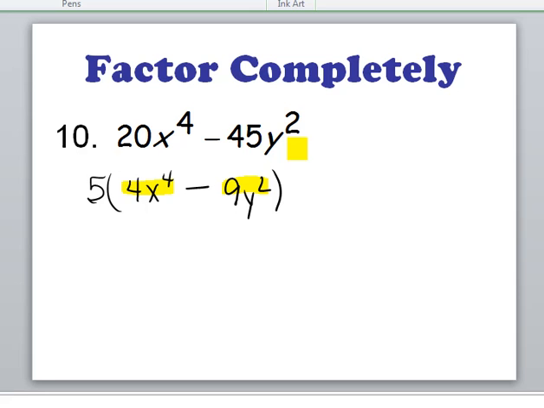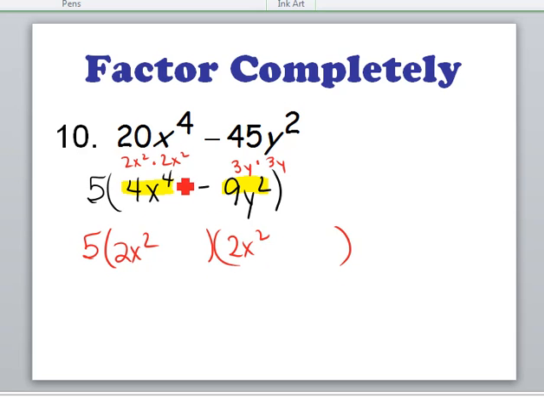This and this are both two things that can be multiplied together are the same thing, so they're both squared. 2x squared times 2x squared gives me 4x to the 4th, and 3y times 3y gives me 9y squared. So I'll finish this by copying down my 5 and breaking this up into a difference of squares. Minus and a plus gives me that 0 term in the middle and takes away that middle term. This is my final answer.